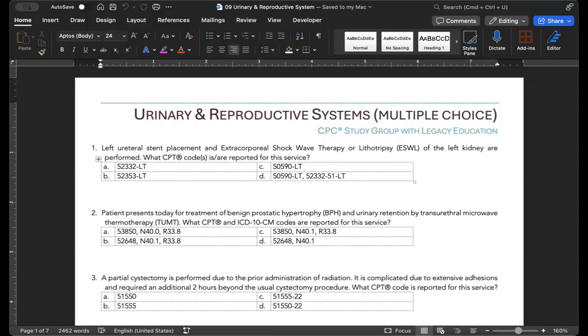We have left ureteral stent placement and extracorporeal shockwave therapy or lithotripsy, also known as ESWL, of the left kidney are performed. So what code or codes should we use? In this one, we have two that have 50590 and then two that have 52332. I would look at the 50590 first, just because the 52332 is going to be a secondary procedure on this one. So let's look at the 50590.